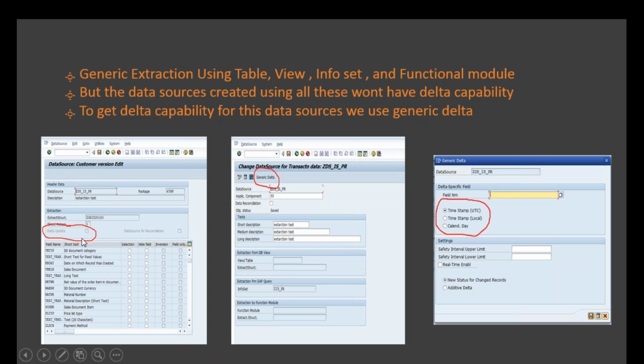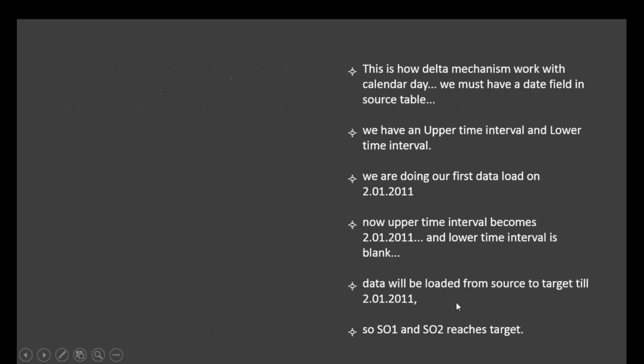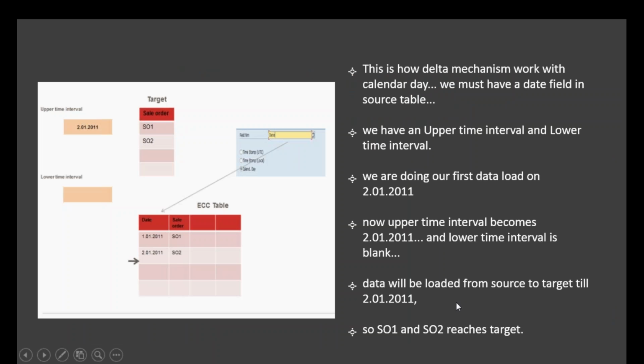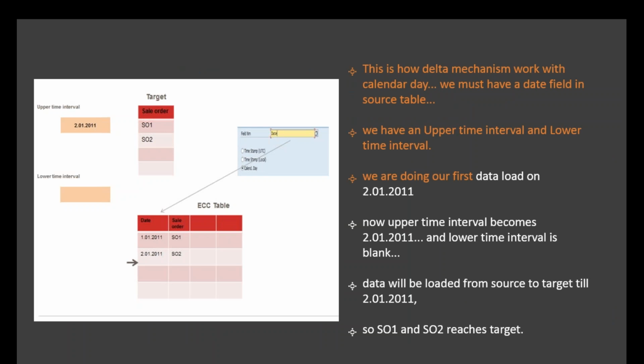But whether that particular data source is delta capable or not, this particular checkbox does not appear here. As I told, for the generic delta, the options we have are timestamp, calendar day, and numeric pointer. See how this will be happening. This is how the delta mechanism works with calendar day.